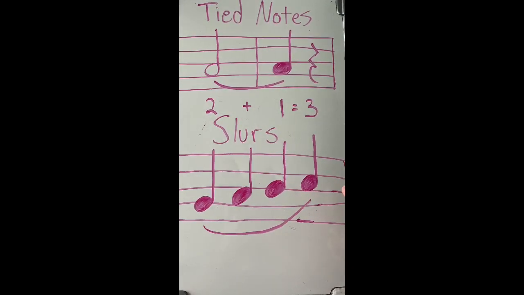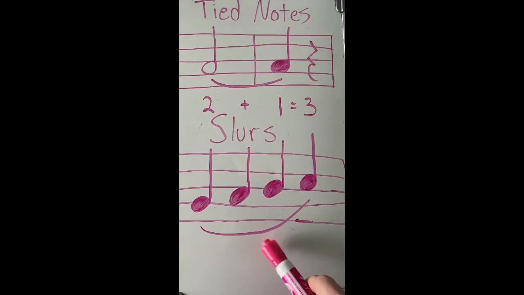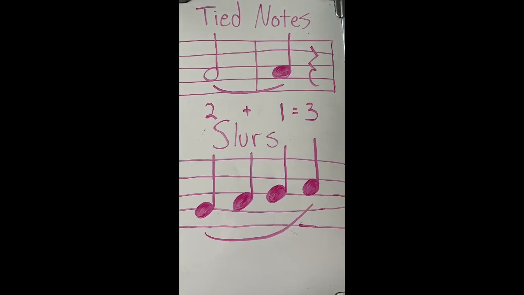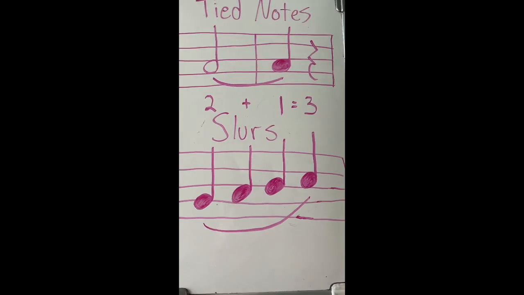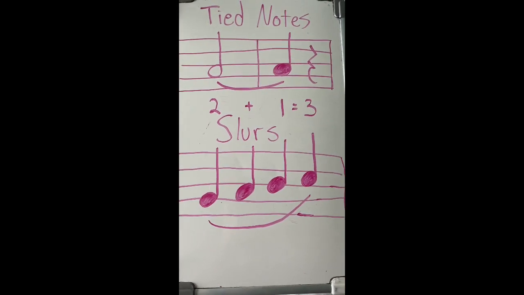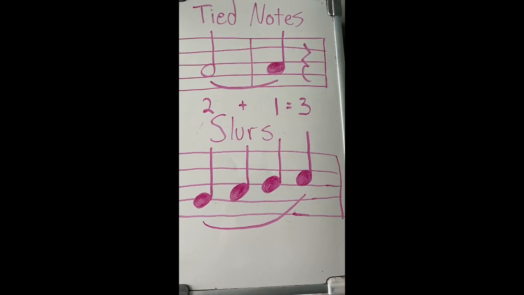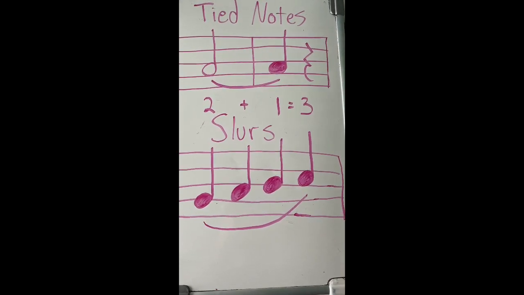That is a slur. Smoothly connected notes. Looks a lot like a tied note, but they're different. Make sure that you pay attention to that. Okay guys, that's our lesson on tied notes and slurs. I hope you were able to understand this video, and if you have any questions, please send me a message and I will be glad to answer them.